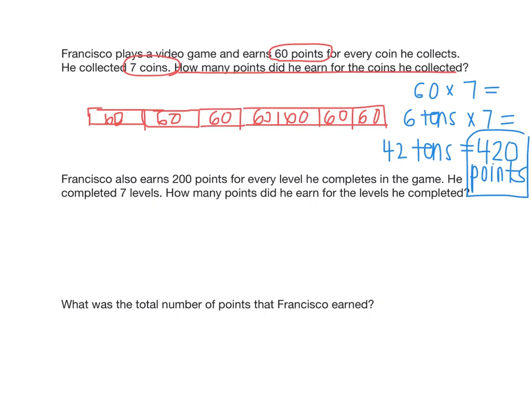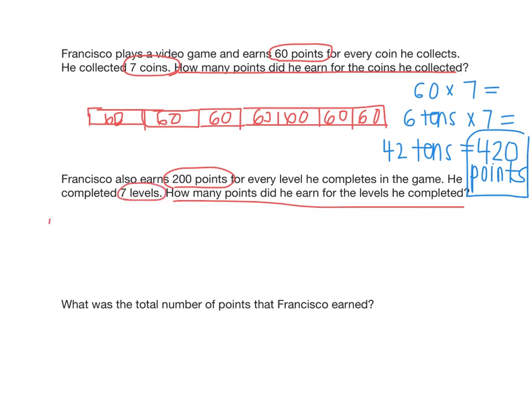Okay, let's move on to part 2 of this question. It says, Francisco not only earns points for the coins, but he also earns 200 points for every level he completes in the game. Okay, he completed 7 levels. How many points did he earn for the levels he completed? That's our second part, the question of the second part. Of course, the important information this time is he gets 200 points because I guess levels are harder than coins. And he completed 7 levels.